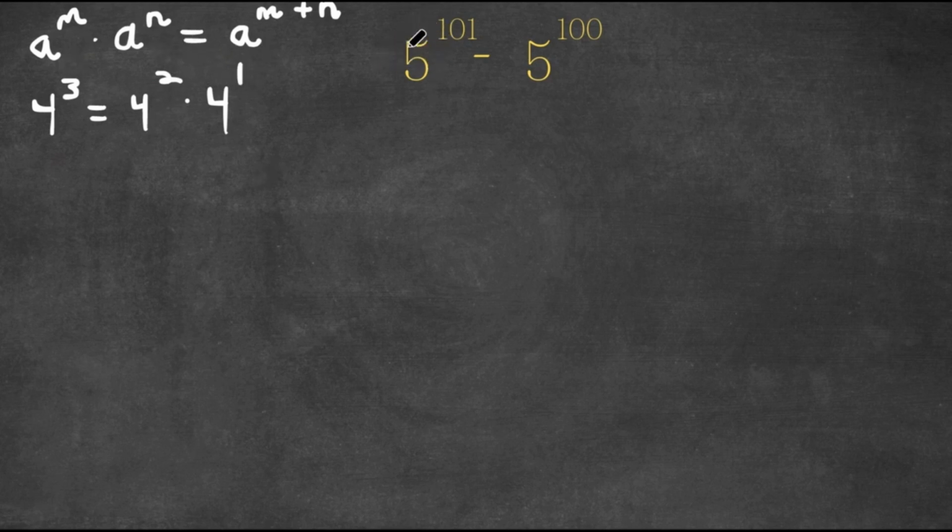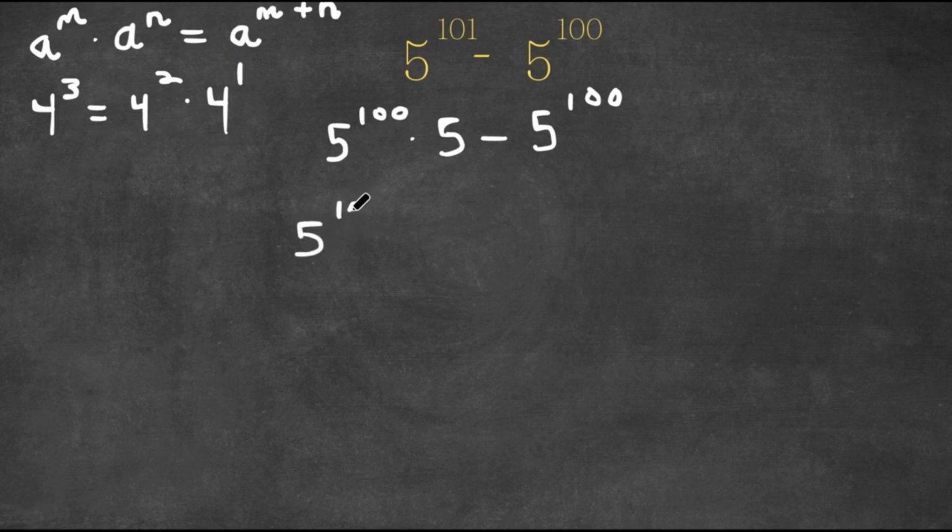So now what I'm going to do to 5 to the power of 101 is I'm going to rewrite it as 5 to the power of 100 times 5. And 5 is the same thing as 5 to the power of 1. And 100 plus 1 is 101. So now we are going to subtract this with 5 to the power of 100. And now that both of these terms have 5 to the power of 100 in them, I'm going to factor out 5 to the power of 100.